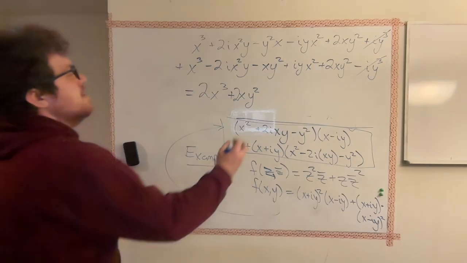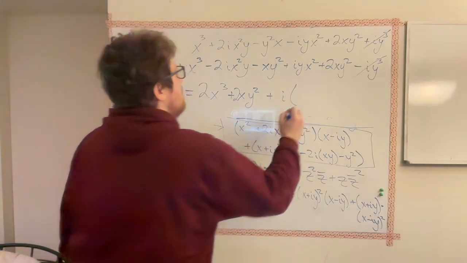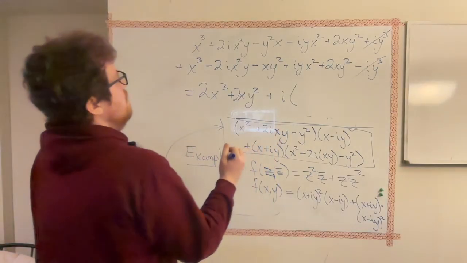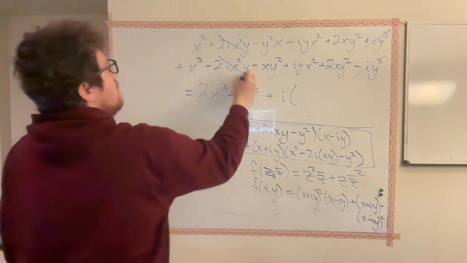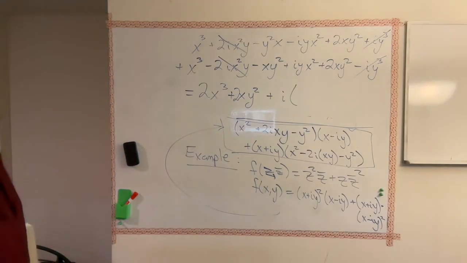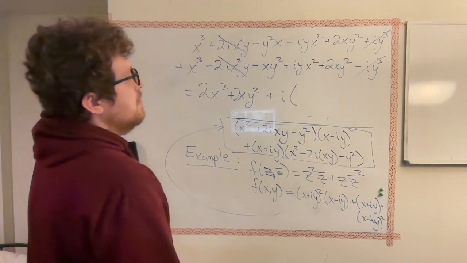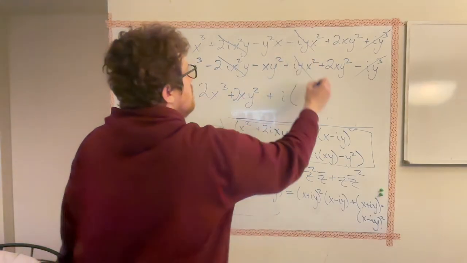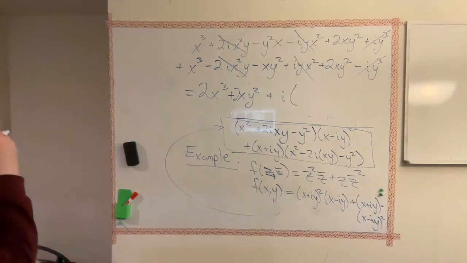And then it's plus I times 2x squared y. I know those cancel. Oh, wait, all the y's cancel? No way. Wait, what? Is that right?